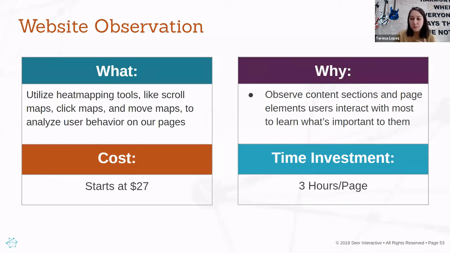There are a couple of different platforms. The one that we use the most is Hotjar, and it starts at $27 a month, so it's a very affordable option. There are no long-term contracts. From a time investment standpoint, I have 3 hours on here to set it up and then do analysis afterwards. It's really not that significant an investment.